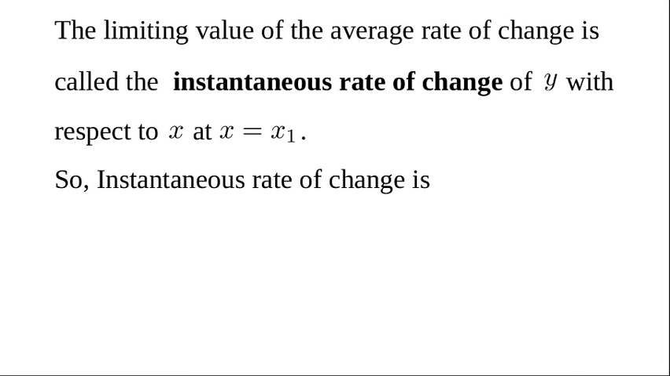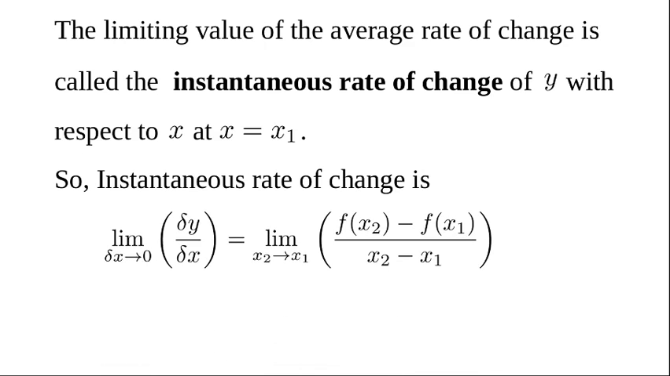The limiting value of the average rate of change is called instantaneous rate of change of y with respect to x at x equal to x1. So, instantaneous rate of change is symbolically expressed as limit delta x tends to 0, delta y upon delta x equal to limit x2 tends to x1, f of x2 minus f of x1 upon x2 minus x1. That is dy by dx at x equal to x1 is equal to f dash of x1.